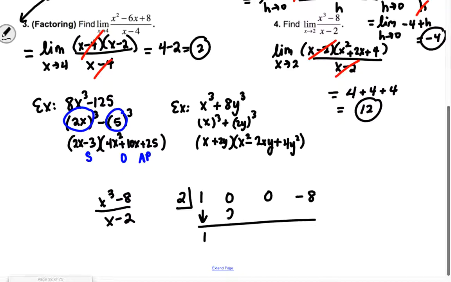2 times 1 is 2, add straight down we get 2. 2 times 2 is 4, add straight down we get 4. 2 times 4 is 8, add straight down we get 0. And what this represents is x squared plus 2x plus 4, which is exactly what that other factor was. It was right here, x squared plus 2x plus 4. And then the 2 represents the factor x minus 2, right? So you could factor it that way as well.